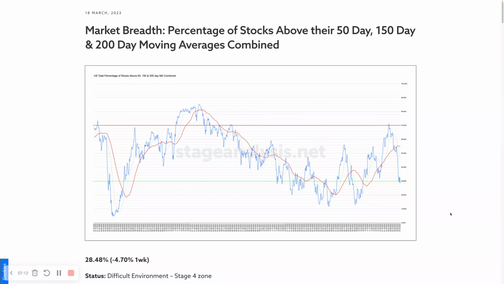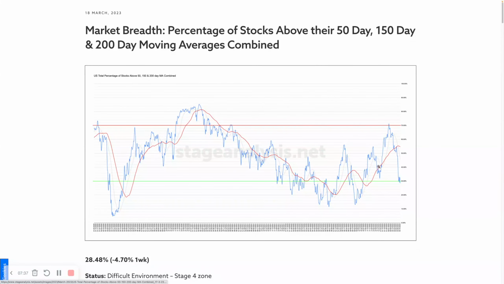So at the moment, starting off with the percentage of stocks above their 50-day, 150-day and 200-day moving averages combined chart. This is combined from the NYSE and the NASDAQ composite data. So we look at the short, medium and long-term moving averages of each and combine them into a single chart here. You can see at the moment this is sitting at only 28.48%. It dropped another 4.7% this week.